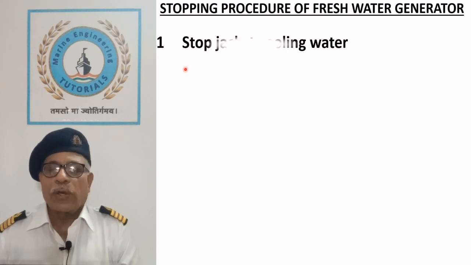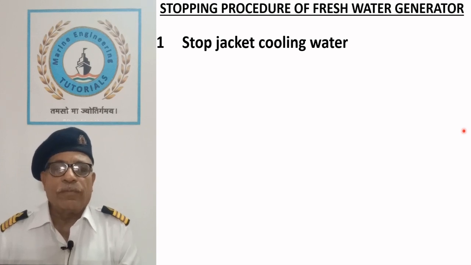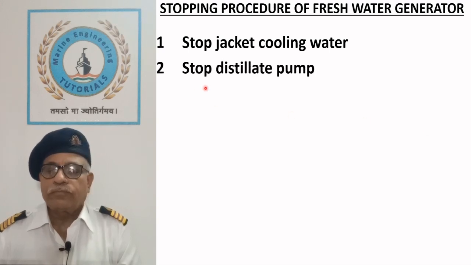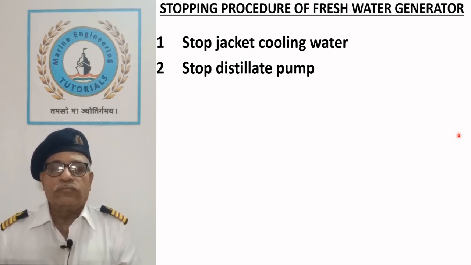Stop jacket cooling water. Open jacket cooling water bypass valve and close inlet and outlet valves before the evaporator. Stop distillate pump. When the condensate level in condenser drops, stop distillate pump and close flow meter outlet valve and record the reading.